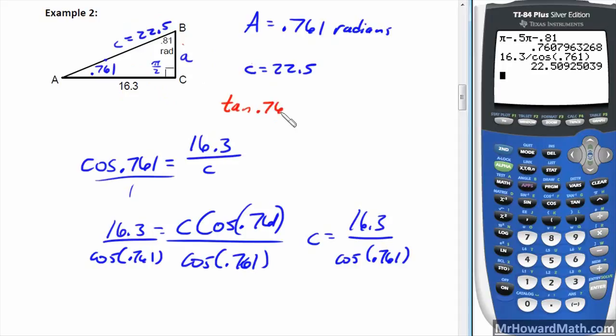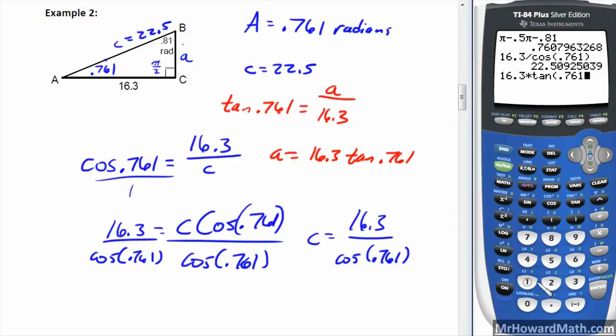Tangent of 0.761 radians equals opposite little a over adjacent 16.3. So little a equals 16.3 times tangent of 0.761. We need to be in radians, and we already are. So we can just type this in, tan of 0.761 radians, and we get 15.52 rounded. So little a is 15.52. We'll put that right here, and that triangle is solved. We have all three sides, all three angles, so we are done.